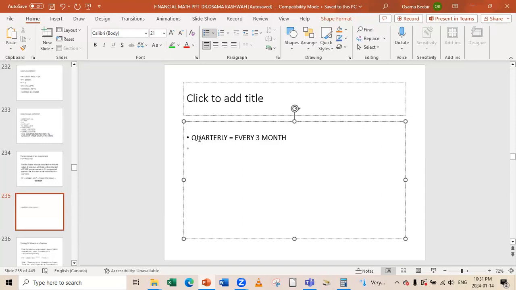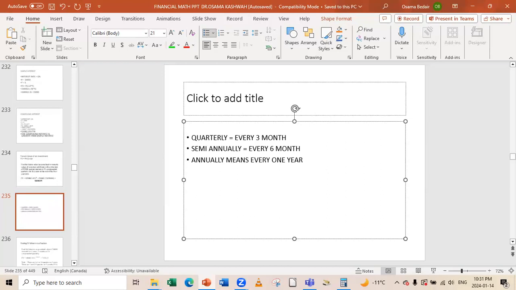This is the quarter. Semiannually means every 6 months. Annually means every 1 year.